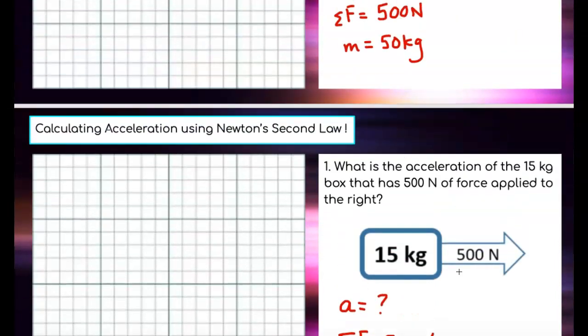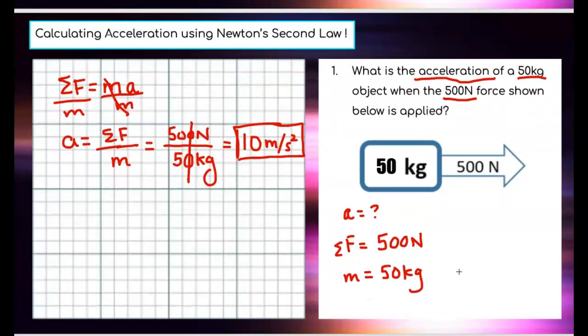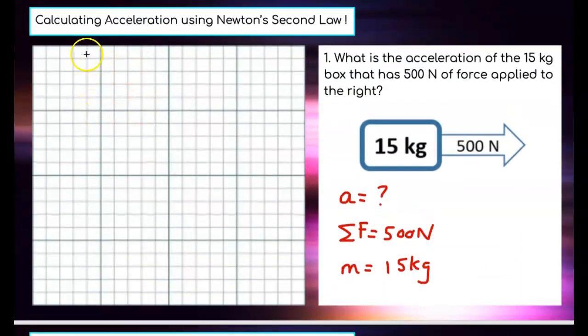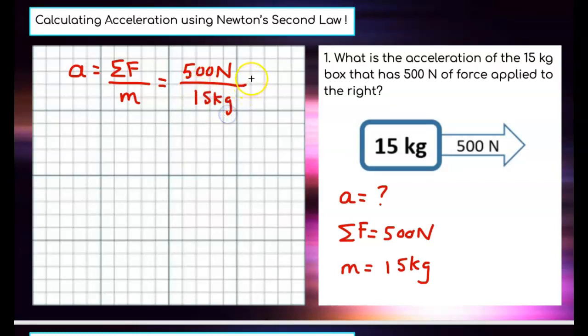Since we did just algebraically manipulate the equation, we'll just go ahead and plug right into that, knowing that acceleration is equal to the sum of the forces divided by the mass. In this case, my net force is the same, 500 newtons, and my mass is 15 kilograms. We'll go ahead and plug that into the calculator and come up with an answer of 33.33, repeating, we'll round it to 1 decimal point, meters per second squared.